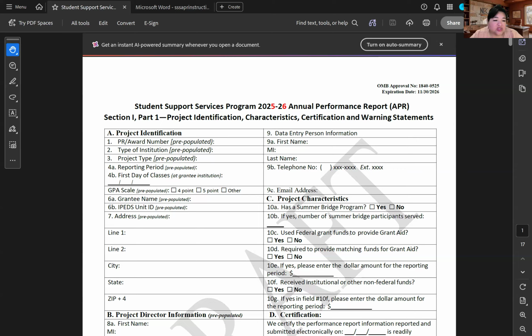But I first wanted to answer any questions that y'all have regarding the APR, and you can do it in Q&A. Q&A allows you to be anonymous. Thank you, Donna, for sharing that. If you could go ahead and share what field you're looking at.